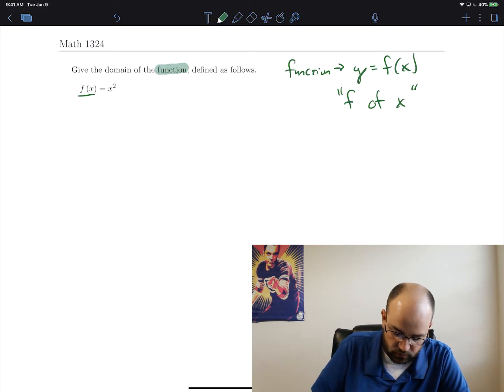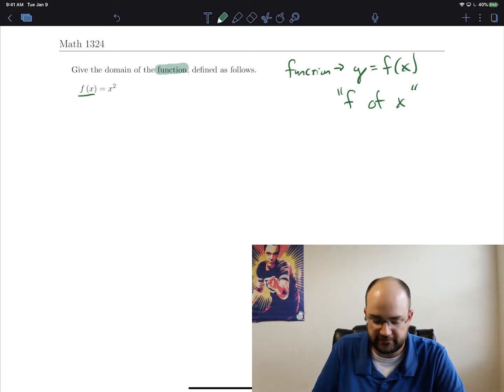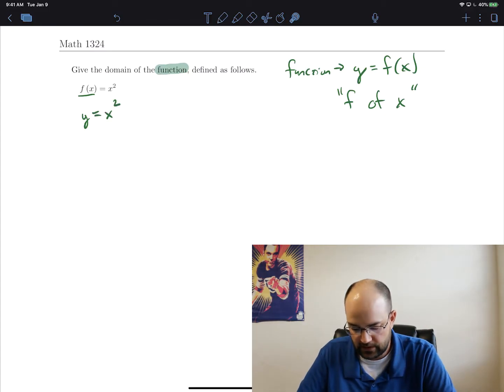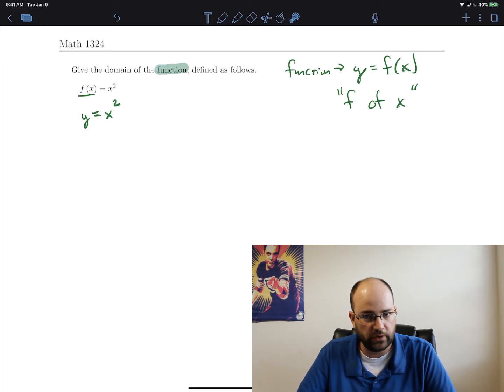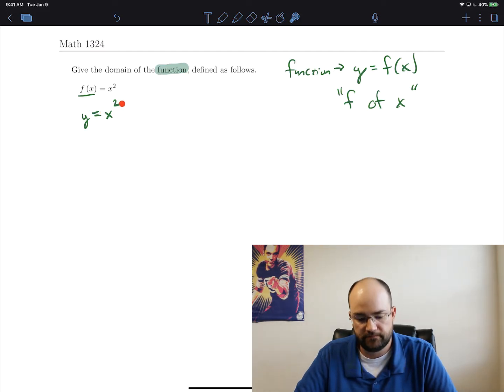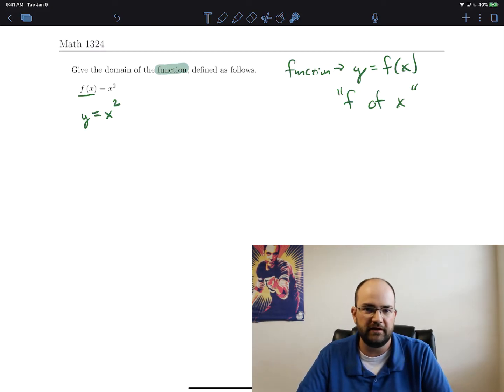So this would look like, if we didn't use the function notation, y equals x squared. And notice that we can only do this if y is just y, not y squared, not y cubed, just y. Okay, so y to the first power equals x squared. And that is exactly the type of relation that would in fact be a function.